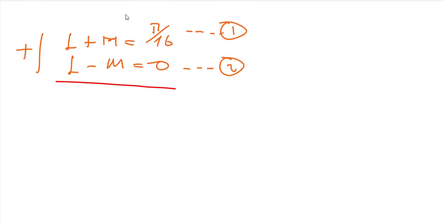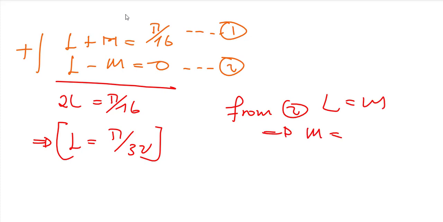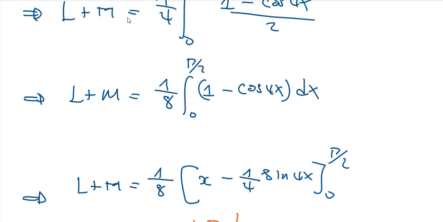If we sum the two equations, what we have is 2L is equal to pi on 16. So this means my L will be equal to pi divided by 32. Now from equation 2, L is equal to M. So this means M is equal to pi on 32.